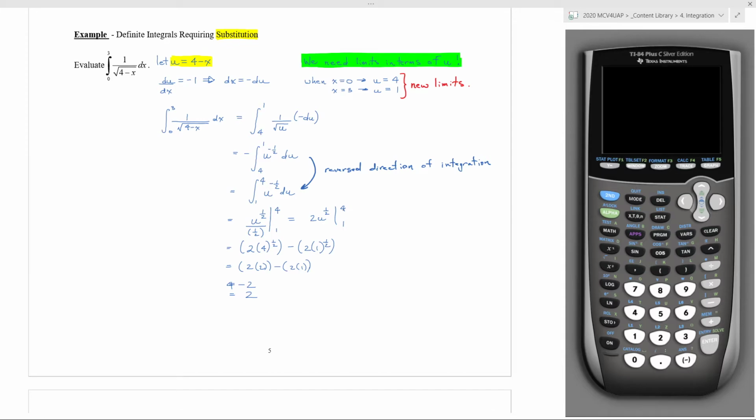Any questions on that? Again, notice I didn't add a constant when I found the antiderivative, and that's because the constants will always disappear when I sub in the upper and lower limit and subtract the 2.